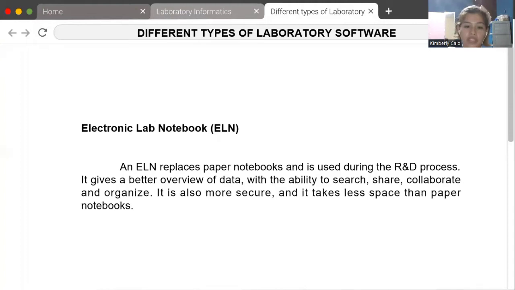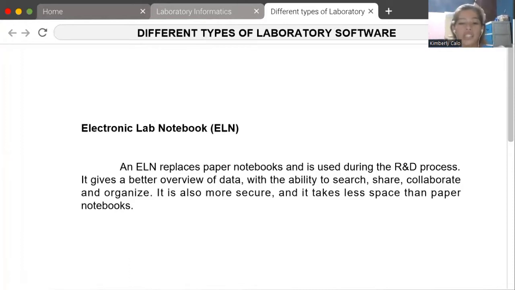So we have different types of laboratory software. First is the electronic lab notebook or the ELN. An ELN replaces paper notebooks and is used during the R&D process. It gives a better overview of data and the ability to search, share, collaborate, and organize. It is also more secure and it takes less space than paper notebooks. So R&D stands for research and development.